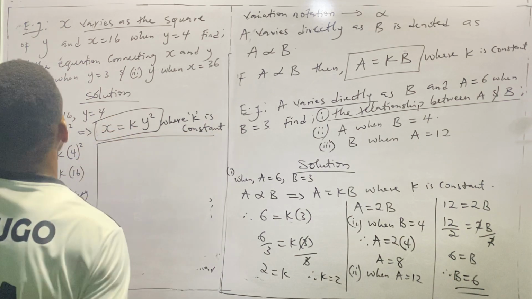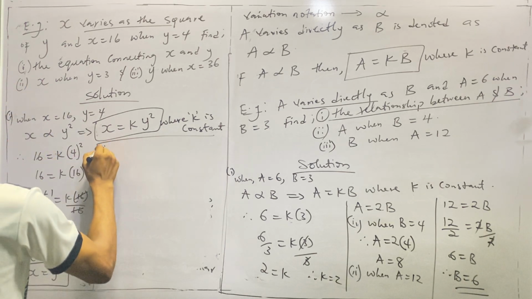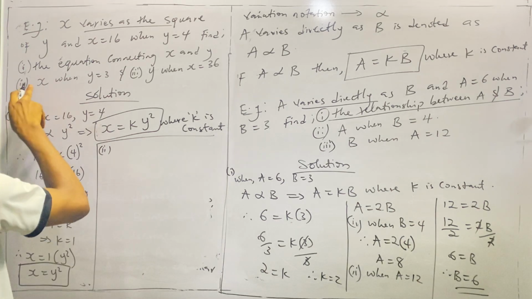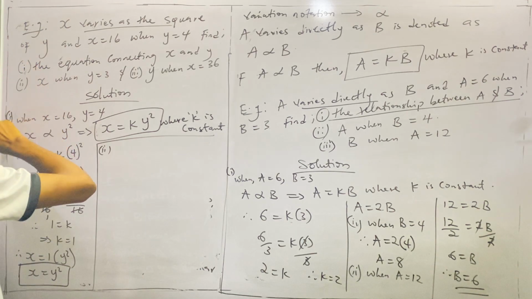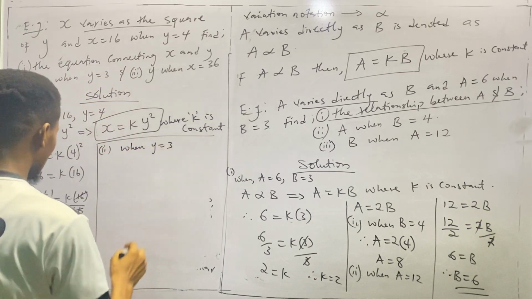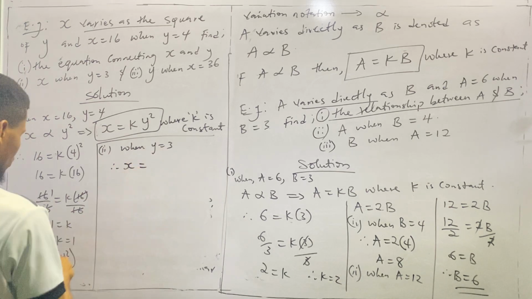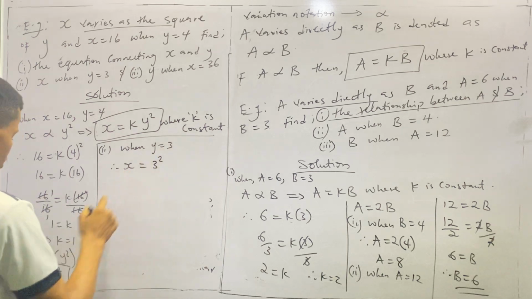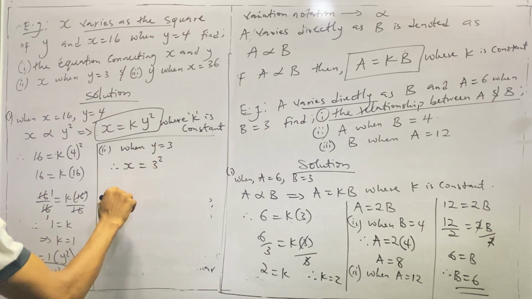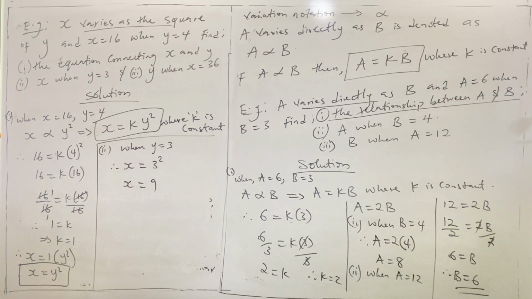Now we can solve. Our first question is the equation connecting them. That is i. And our second question is ii, x when y is 3. Remember, we have already found the relationship between x and y. So when y is 3, our x will be 3 squared. Remember, x is y squared. So 3 squared is 9, 3 times 3. So when y is 3, x is 9.